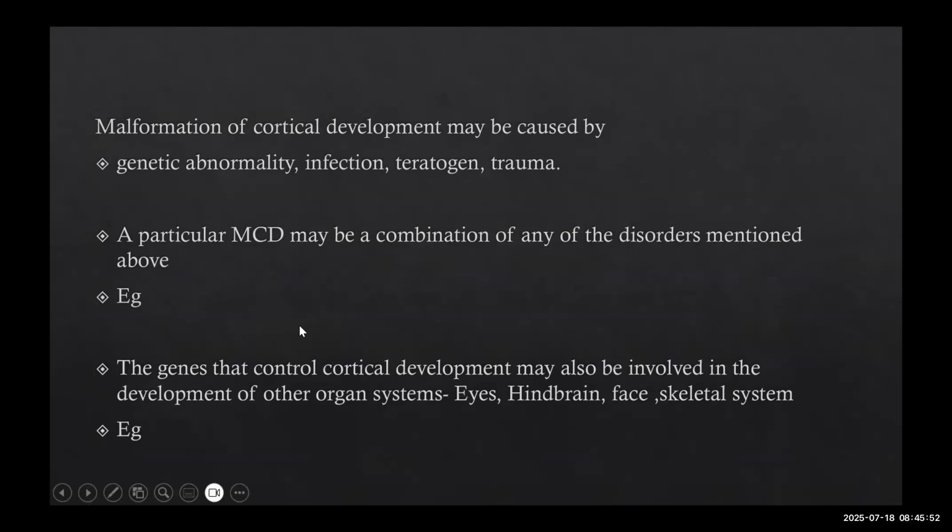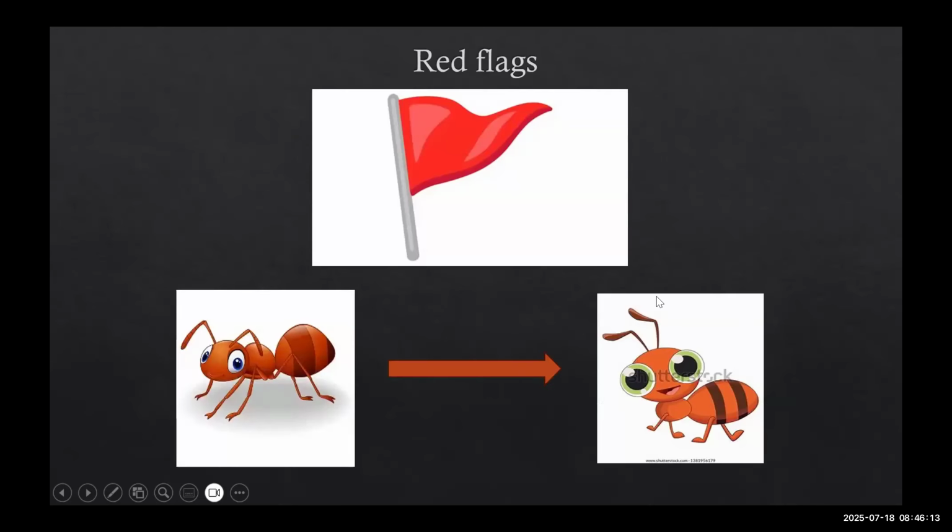And the genes that control cortical development may also be involved in the development of other organ systems like eyes, hindbrain, face, and skeletal system. An example of this is Miller-Dieker syndrome, where there is classical lissencephaly along with dysmorphic faces, congenital heart disease, and polydactyly.